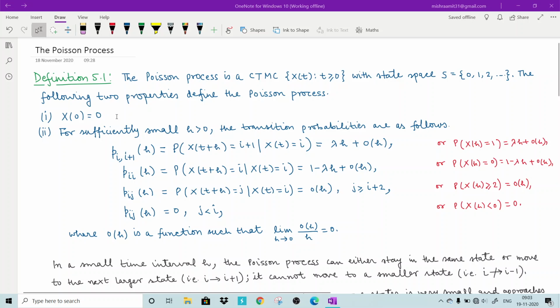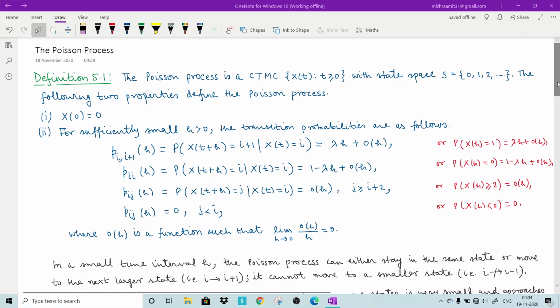X0 is equal to 0, that means the process starts from 0. And for sufficiently small h, the transition probabilities are given as follows. The first one says that a movement from i to i plus 1 is possible with probability lambda h plus o(h). The second says that the movement from i to i is possible with probability 1 minus lambda h plus little o(h). The third says that the movement from i to j, where j is greater than or equal to i plus 2, that means a forward movement of 2 or more steps, has very small probability, little o(h). And the fourth equation implies that backward movement is not possible.